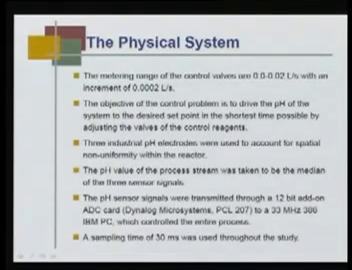The pH sensor signals were transmitted through a 12-bit add-on ADC card, Dynalog Microsystems PCL207, to a 33 megahertz 386 IBM PC, which controlled the entire process. A sampling time of 30 milliseconds was used throughout the study.